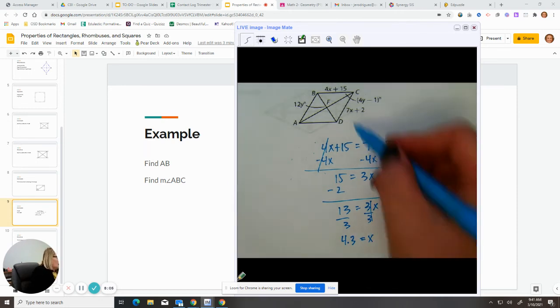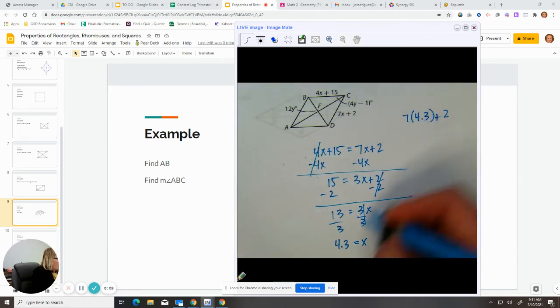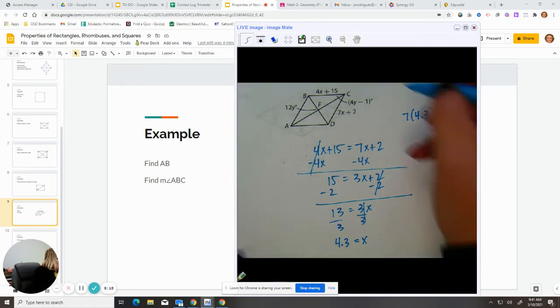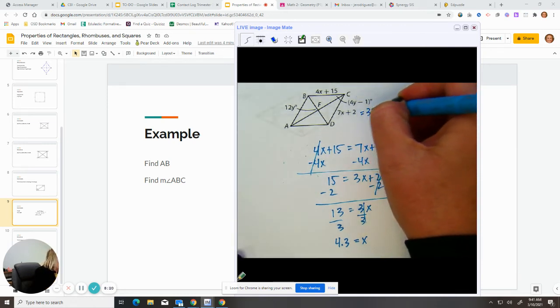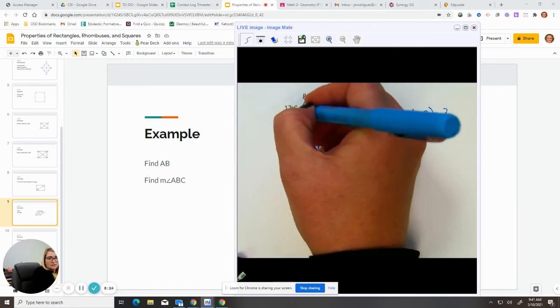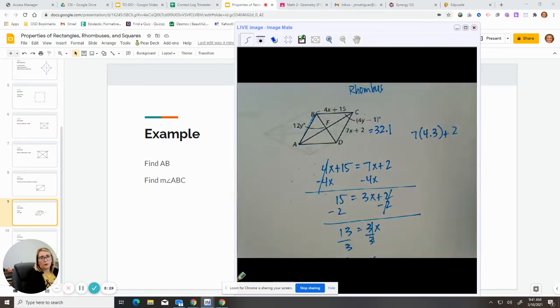So I'm just going to plug it into this 7x plus 2. So I'm just replacing x with this value right here. 7 times 4.3 plus 2 is going to give me 32.1. So that is the same on this side. So this side right here, all sides are 32.1. Okay, all sides are 32.1.